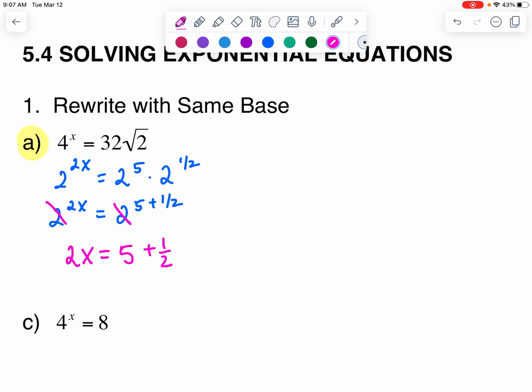So I get 2x is equal to 5 plus 1/2. And that's just going to give me 2x is equal to 11 halves. Divide both sides by 2, and we get x is equal to 11 over 4. And you are done.